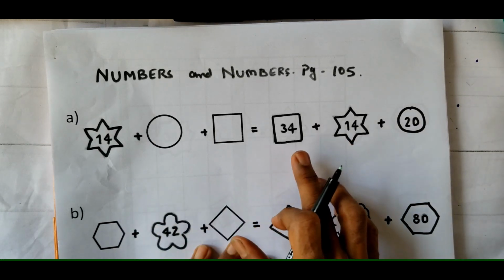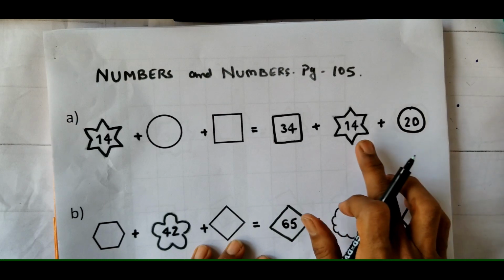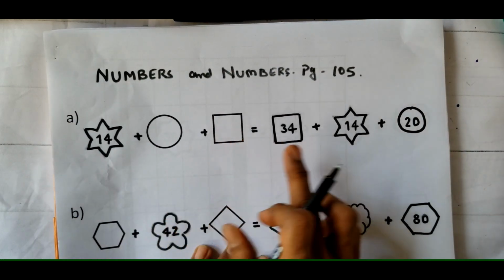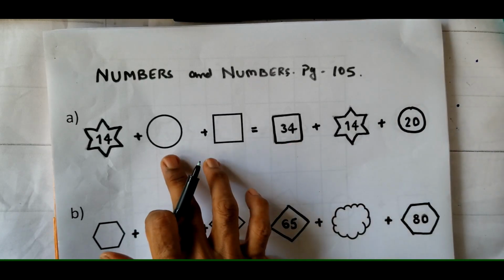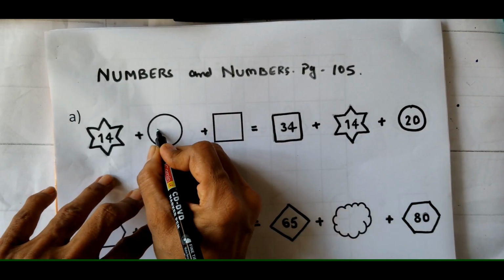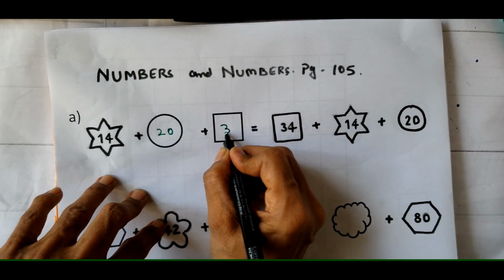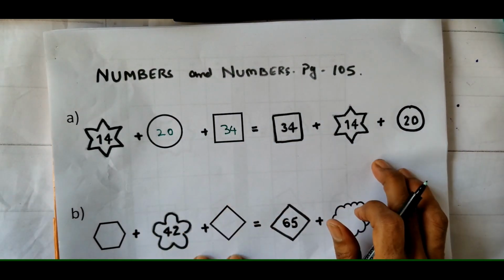Now you can see 14, here all the 3 numbers are given. This 14 number is given to us here. Now which 2 numbers are missing? 34 and 20. So we need to write these 2 numbers here. I'm going to write 20 and 34. Now will they be equal, the left side and right side? Yes, it will be equal.